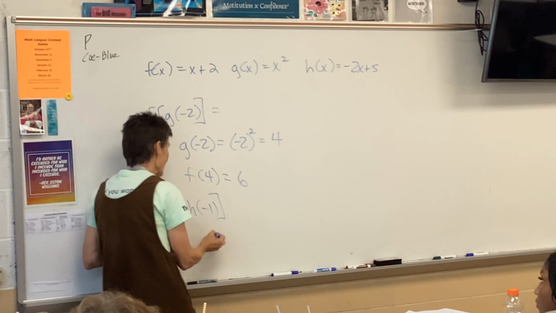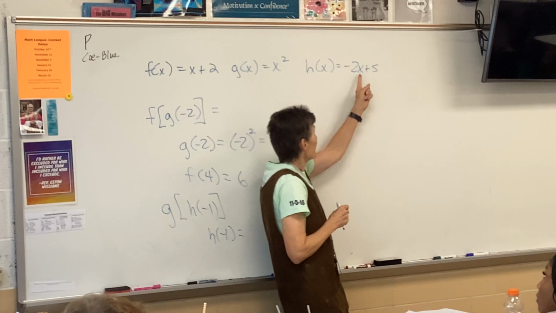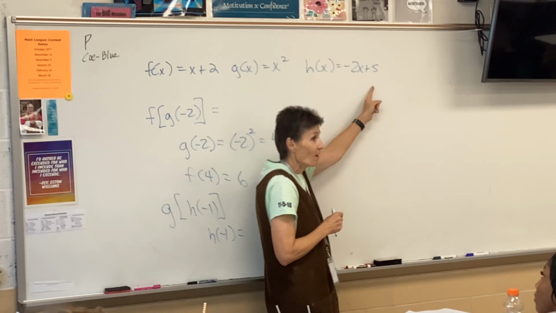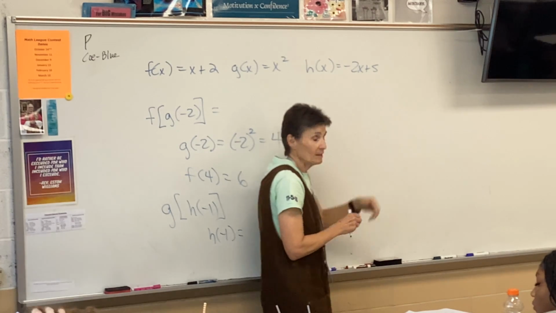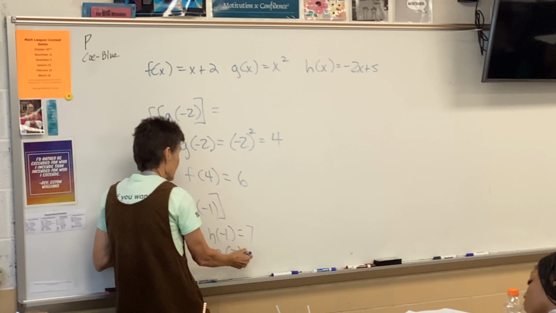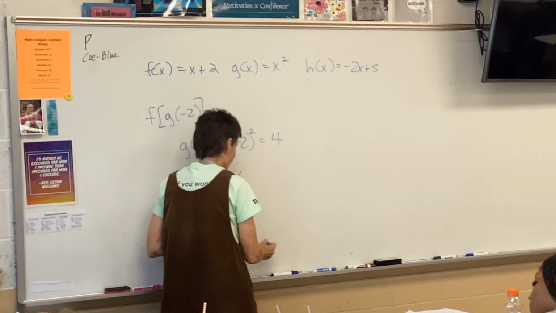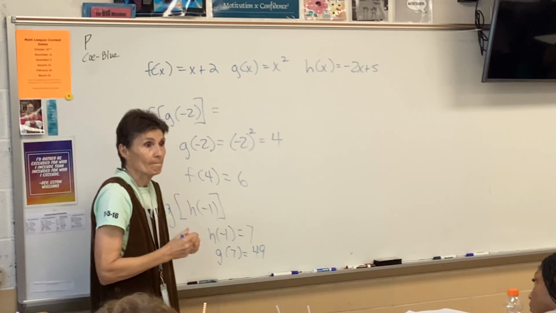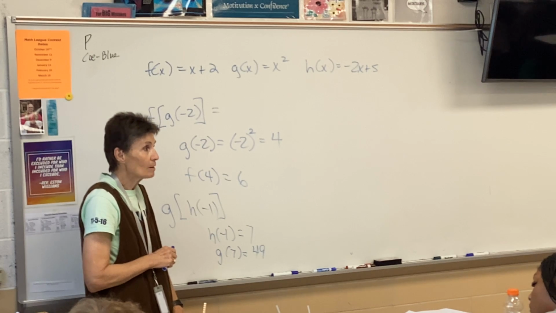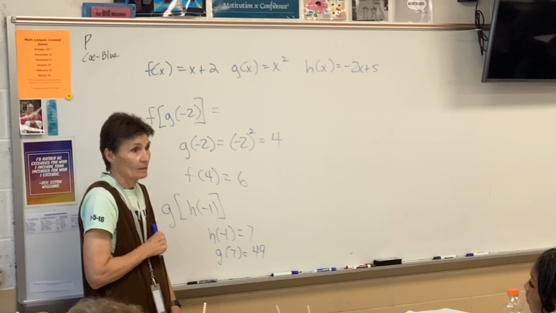So we're going to start by plugging -1 into h, and when we put in -1, we actually get 2 plus 5, which is 7. Then we have to take that 7 and put it into g, so that'll be 49. All right, we have office hours tomorrow, so if you aren't getting this, you need to get in here to get that straight.